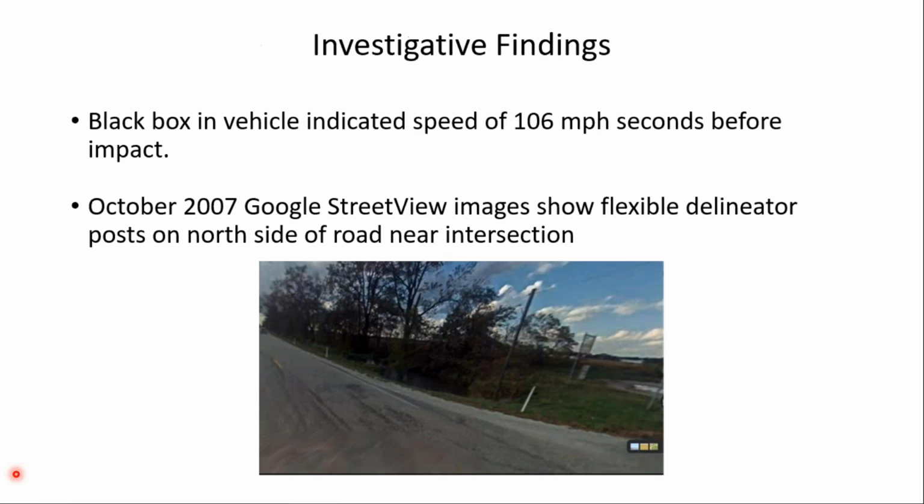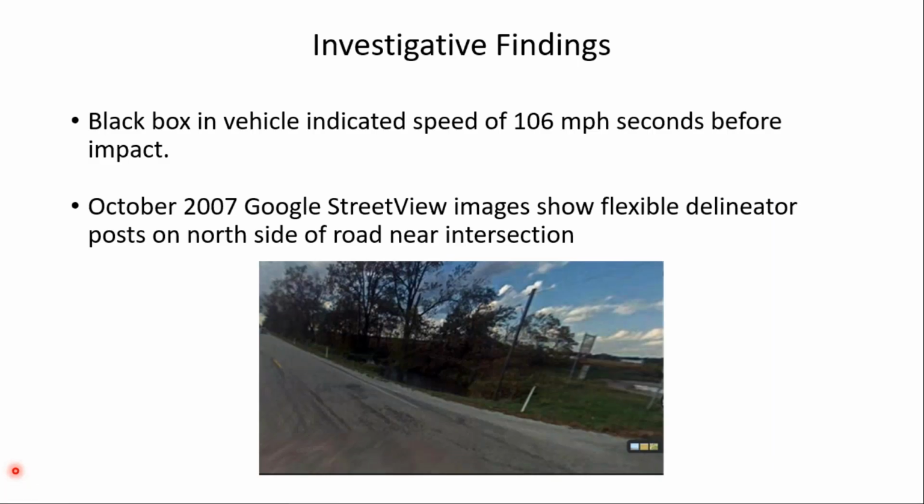Some investigative findings. The black box in the vehicle indicated that the vehicle speed was 106 miles per hour just before impact. In deposition testimony, the driver was asked why he was going 106 miles an hour on the roadway, and he claimed that a large pickup truck with its high beams on was following him, and he thought he could get away from that vehicle by going fast. So that's what he did.